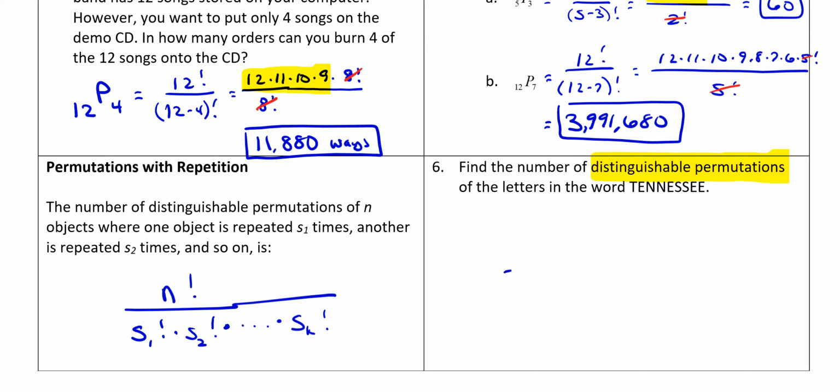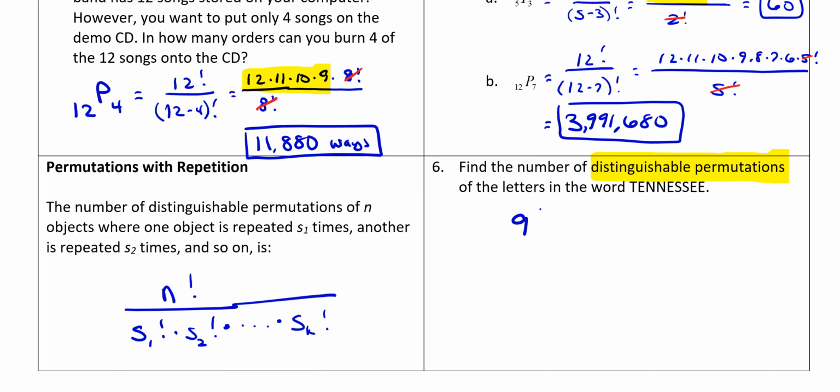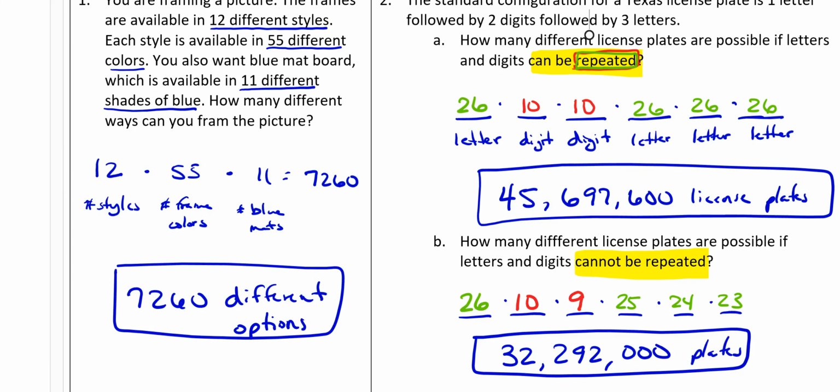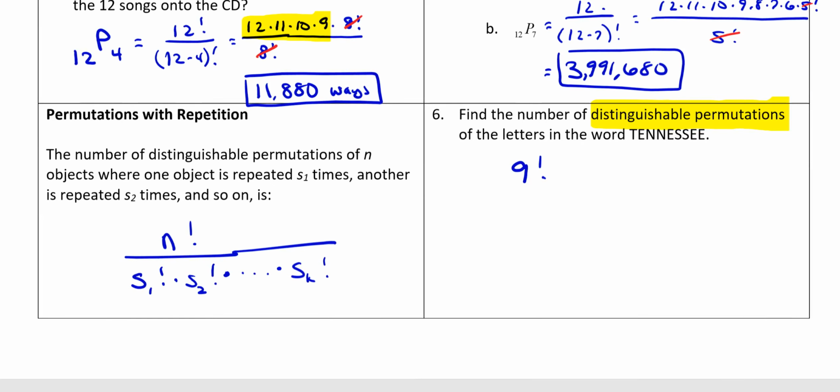So when we're doing this, we start with, okay, well, how many letters are there? Let's see, Tennessee has 1, 2, 3, 4, 5, 6, 7, 8, 9 letters. So we're taking 9 letters, so that's 9 factorial on top. Okay, now that everything's gone crazy, let's try that again. So 9 things on top.